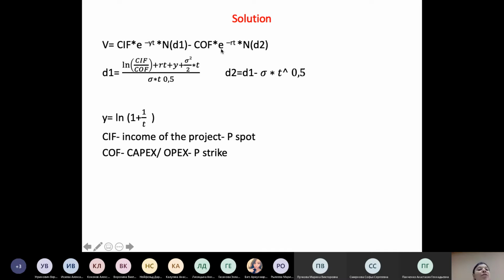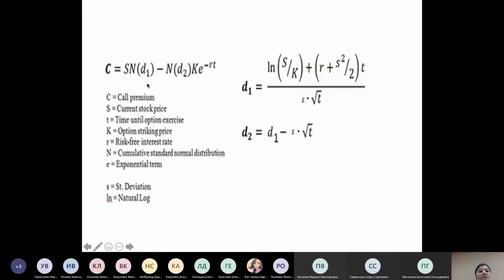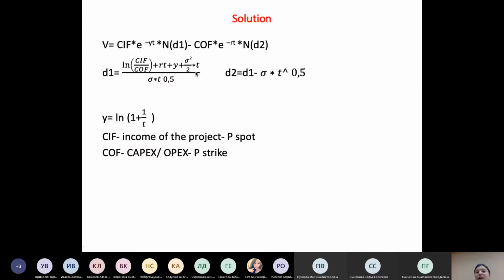And it will be this formula: our cash inflows multiplied by e to the extent minus YT, multiplied by the normal distribution of D1, minus our strike price, our cash outflows in the context of the real option, multiplied by e to the extent minus the risk rate multiplied by T, and all of this multiplied by N of D2.